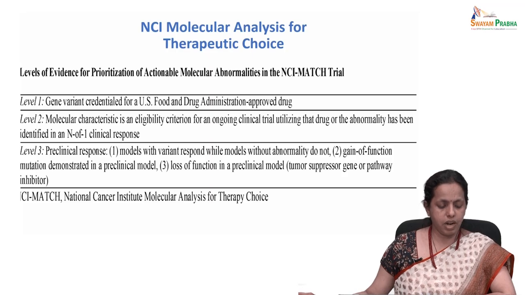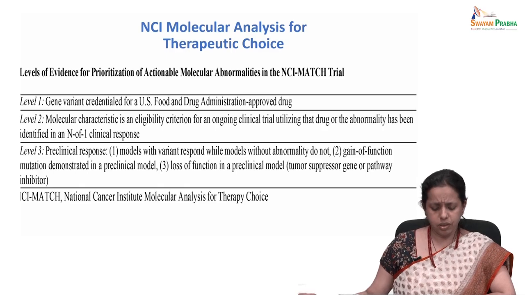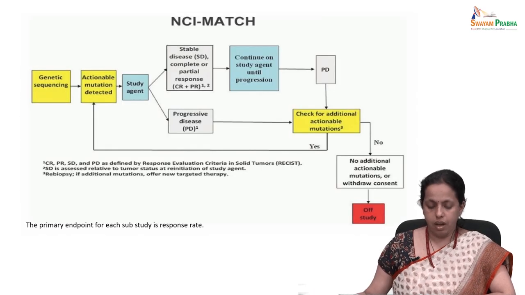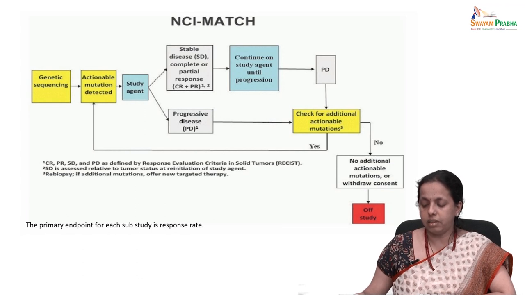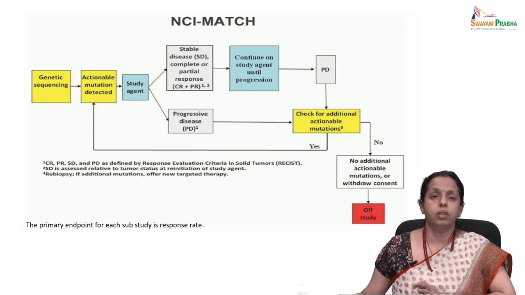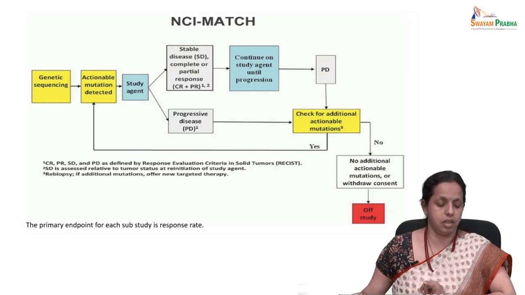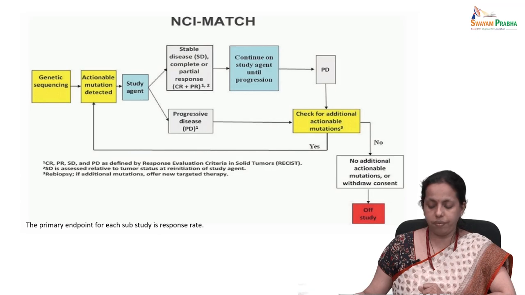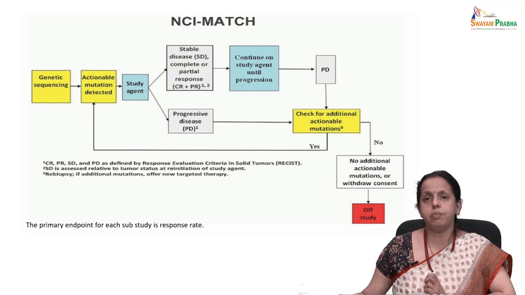NCI-MATCH stands for National Cancer Institute Molecular Analysis for Therapy Choice. This is a very fantastic trial. It's an umbrella study to examine the hypothesis that treating adult solid tumors and lymphomas with molecular targeted therapies, independent of disease histology, can be effective. Usually they find the response rate. Over 6,000 patients have been accrued at over 1,000 clinical trial sites.